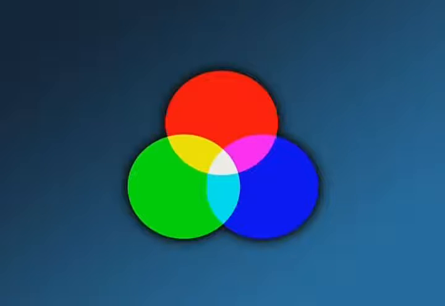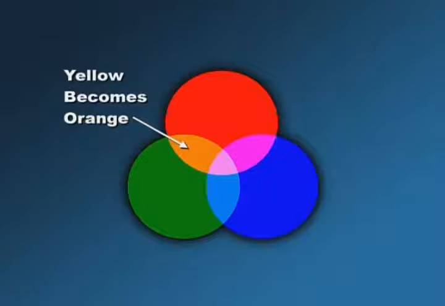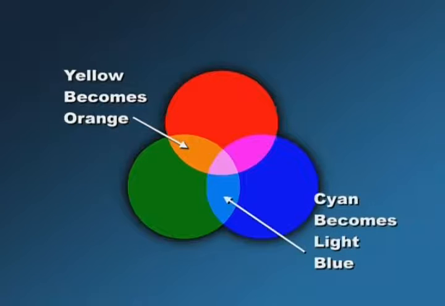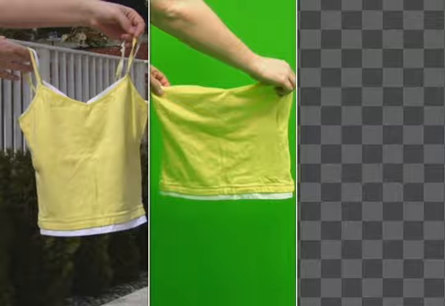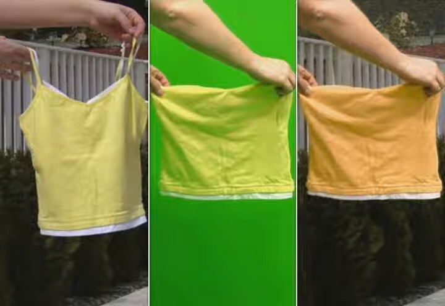Now, if we're on a green screen, the spill is green. And when the keyer suppresses green, the mixed colors lose some of their green component, with the result that yellow becomes orange and cyan becomes light blue. Here we have a yellow shirt, first in regular daylight, then on a green screen with lots of spill, and when we key it, it turns orange.